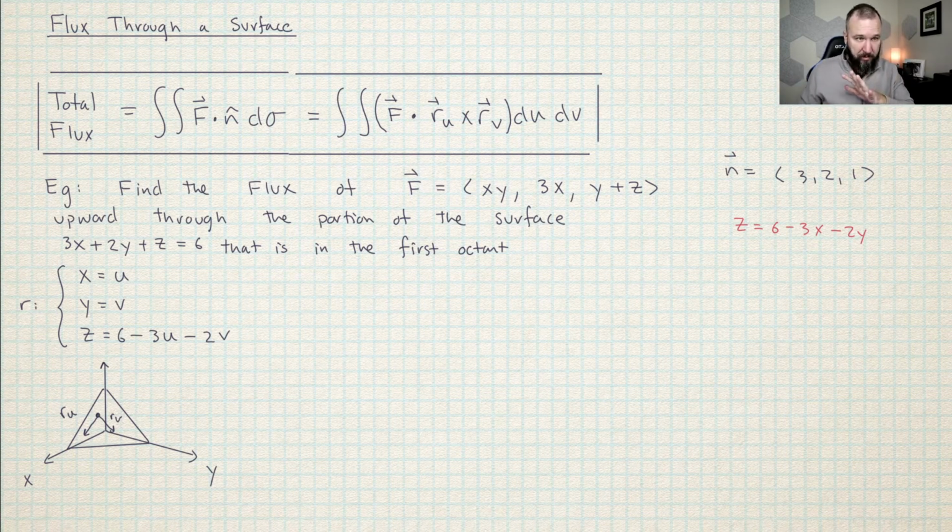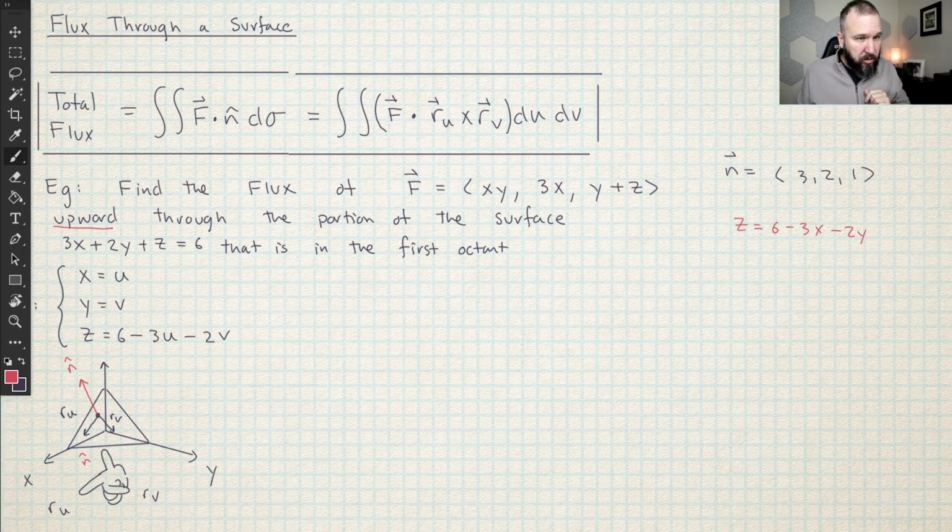Let me draw the hand. Okay, there's my best hand. What I'm saying is that according to this setup, n is supposed to be pointing upward through the surface, and I've done it there, right? r sub u cross r sub v does produce a normal vector. Aha, so now I just need to start calculating.